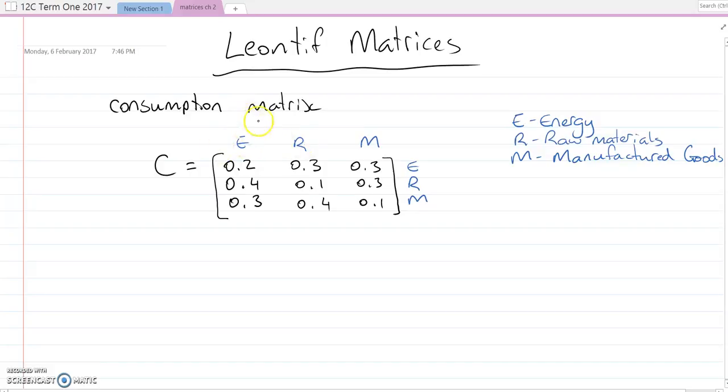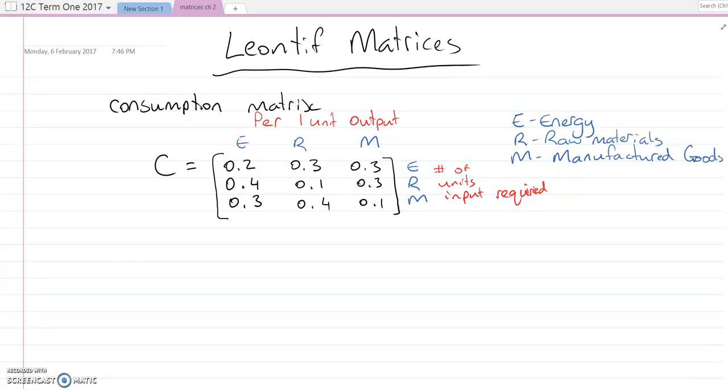So what these columns mean here is, on the top, these E, R and M are per 1 unit of output. This is the number of units of input required in order to produce 1 unit of output. So if we're going to have a couple more letters, P is going to be output, and Q is going to be input.